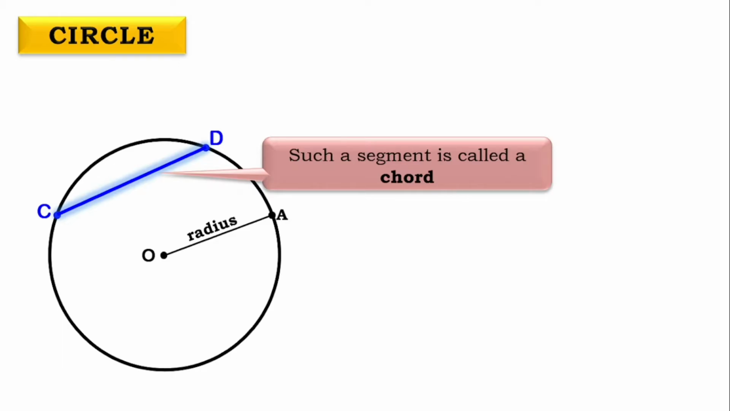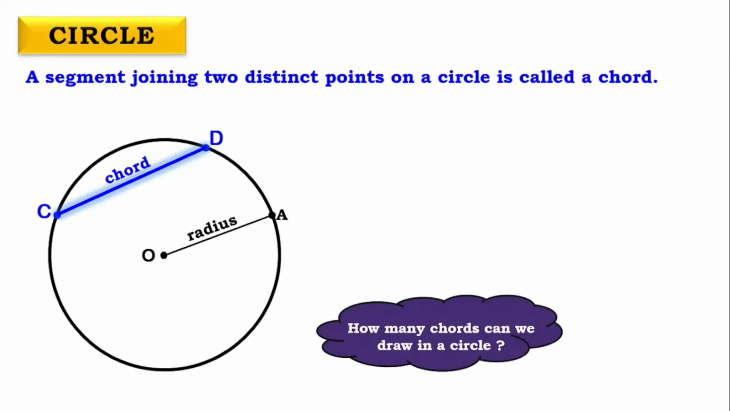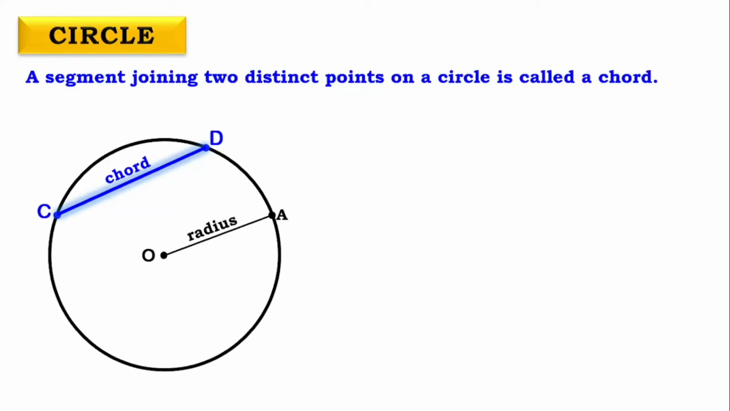Now let us see the definition. A segment joining 2 distinct points on a circle is called a chord. So it is a segment whose endpoints lie on the circle. Understood? So this CD is a chord. Moving forward, how many chords can we draw in a circle? We can draw infinite chords.